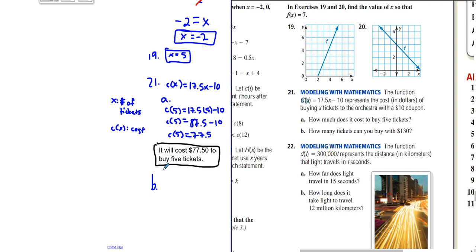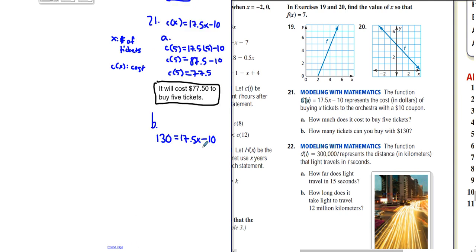So add 10 to both sides. Turns into 140 equals 17.5x. Divide out the 17.5. Get x by itself. All right, so 140 divided by 17.5 is 8. So x is 8.